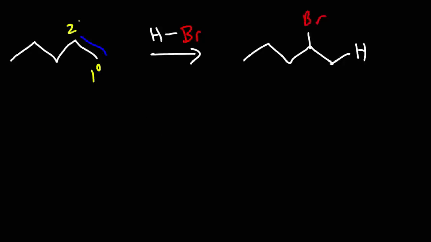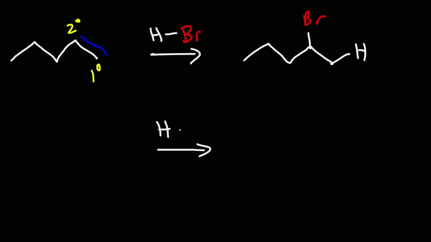The secondary carbon is more substituted. It's attached to two carbons. This reaction is regioselective. The bromine will selectively be added to the carbon that is more substituted, the carbon that is attached to more carbon atoms. And we're going to talk about why. So this reaction proceeds with Markovnikov addition.